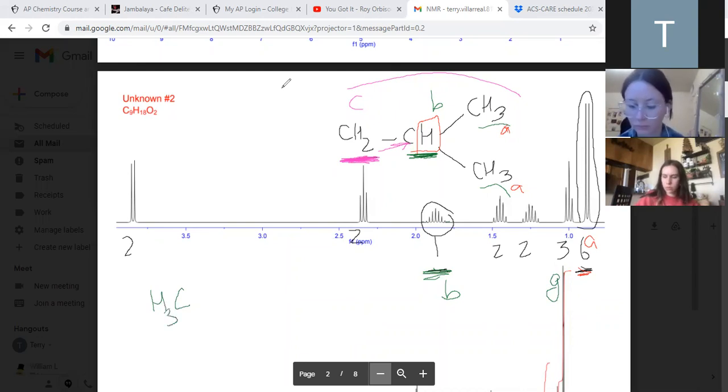So based on its splitting pattern, how many neighbors does it have? 2, because it's a triplet, so we subtract 1. So what does it have to be connected to then? If it has 2 neighbors, CH2. It has to be connected to a CH2. This carbon can only have how many attachments, Morgan? One more bond. So if it can only connect to 1 carbon and it has to be connected to 2 protons, it has to be a CH2. Does that make sense?